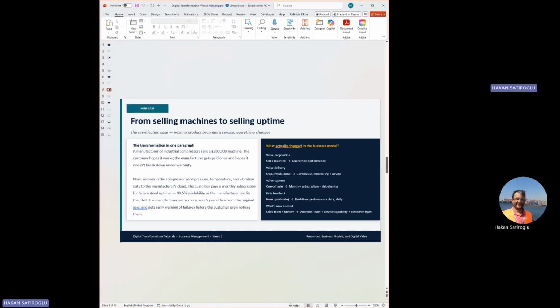Before the customer even notices them, manufacturers earn more over 5 years than from the original sale, and get early warning of failures before the customer even notices them.